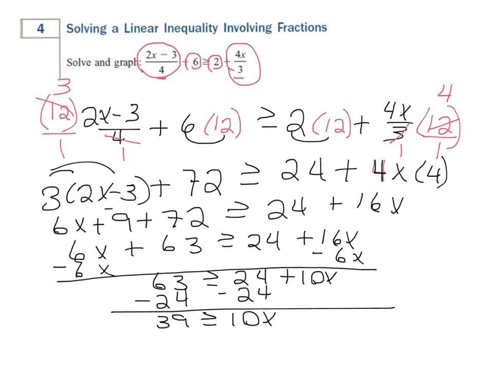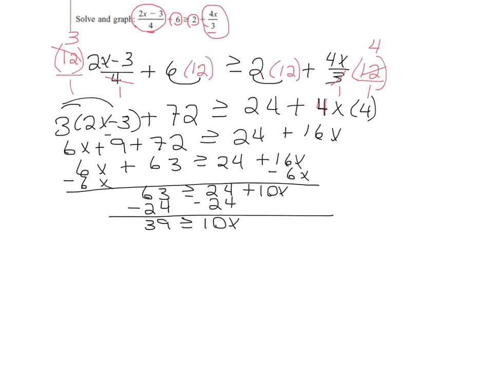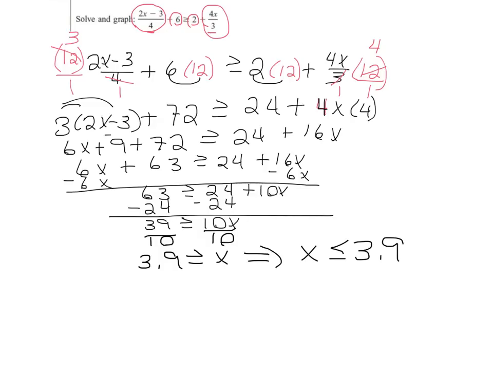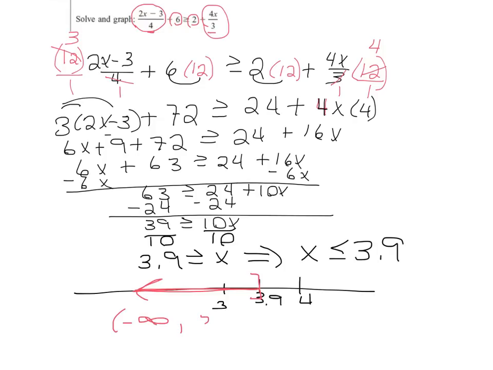Let's make ourselves a little room. All right, divide by 10. And we've got 3.9 is greater than or equal to x, or putting it in the correct order, x is less than or equal to 3.9. Okay, now we're going to graph this. So here is 4, here's 3.9, here's 3. Close enough. All right, x is less than or equal to 3.9, so it's a bold bracket, and it's everything less than or equal to. In interval notation, that would be negative infinity to 3.9 included.